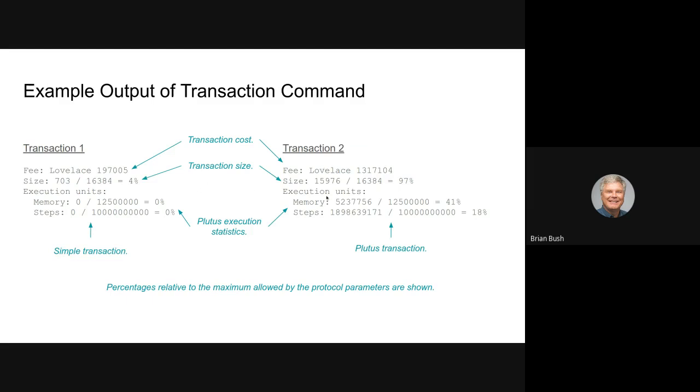Transaction 2 was a Plutus transaction. So you can see it's quite a bit more expensive. It's 1.3 ADA. It was actually using 97% of the size budget for transactions. It was using a modest amount of memory and not a lot of computation, 18% of the limit. And I should say that these limits have been raised recently. The memory limit in particular has been raised at recent epochs.